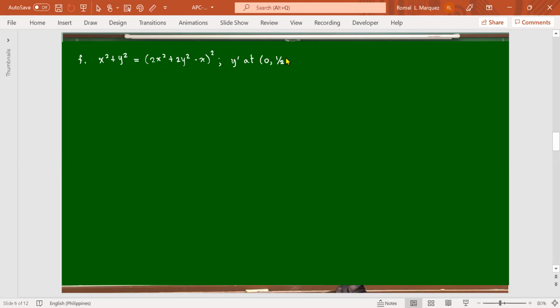But you have to check if this is really a point there, okay? Kindly check 0, 1/2. 1/4, 0, 0 here. This is 2 times 1/4. That is 1/2. Square it, 1/4. Okay, it's really on the curve. We can proceed.